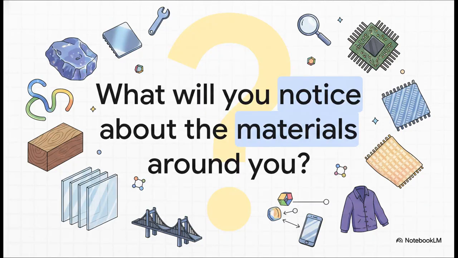So, the secret code is out. Every single object you see was made from a material chosen specifically for its unique properties. The world isn't just a random collection of stuff. It's like a library of purpose-built materials. So now that you know how to read the code, what are you going to notice about the world around you?